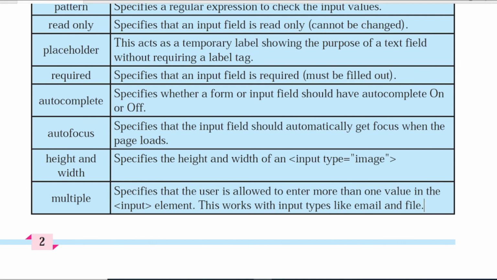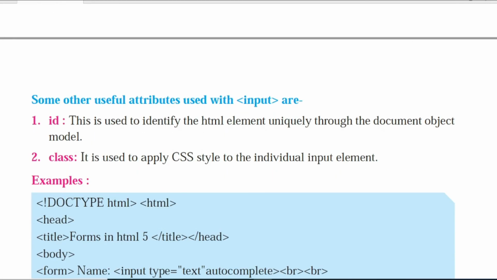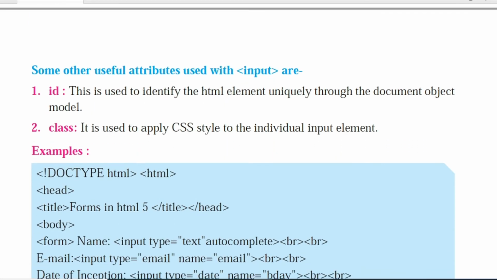My dear students, we also have some important useful attributes with input, namely ID and class. ID, a most popular one, is used to identify the HTML element uniquely through the document object model. Also, we have the class attribute. It is used to apply CSS style to the individual input element. When we want to apply a cascading style sheet to a particular input element individually, we can use this class attribute.